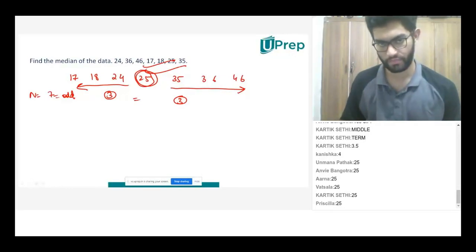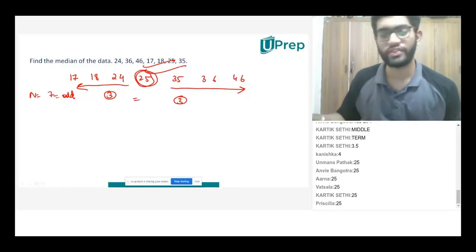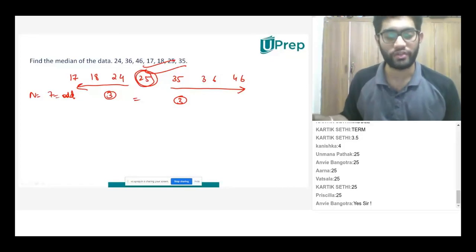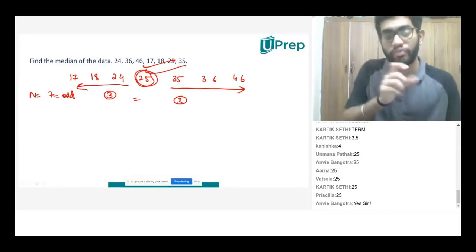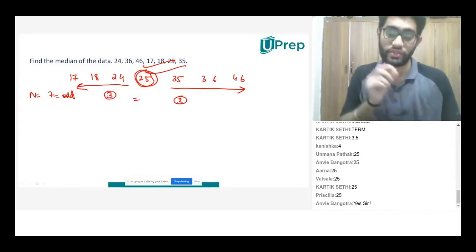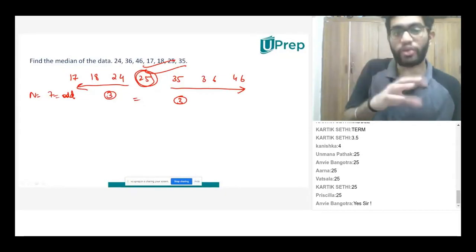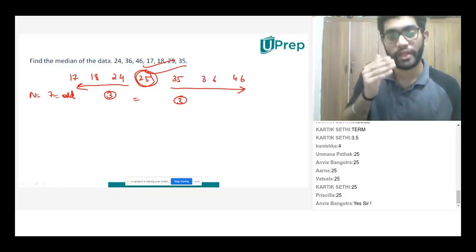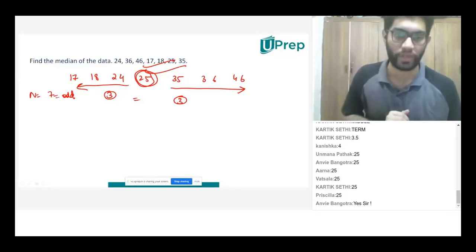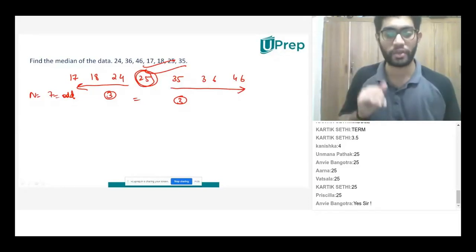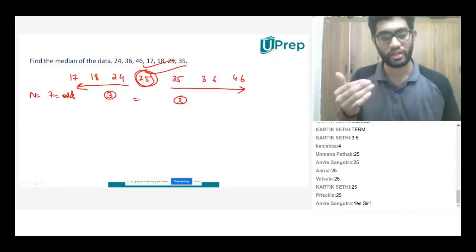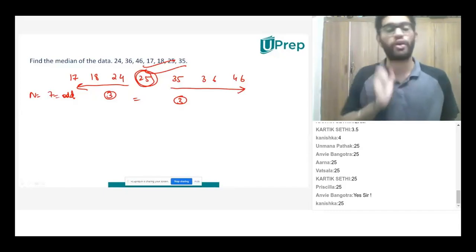Okay? Yes, sir. Now, why doesn't this happen when the number of terms is even? It is because we have two terms in between. That is the reason we have to play around with those two terms. That is why the formula also changes, where it says n by 2 plus n by 2 plus 1. Is that clear? You see why the change in formula is there? Because when the number of observations is even, we have two numbers falling in between.